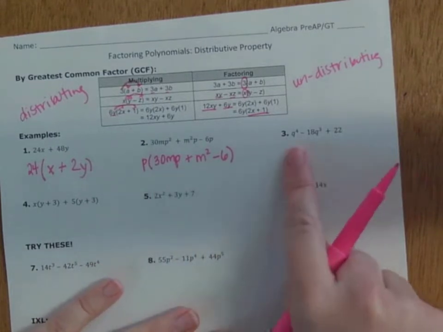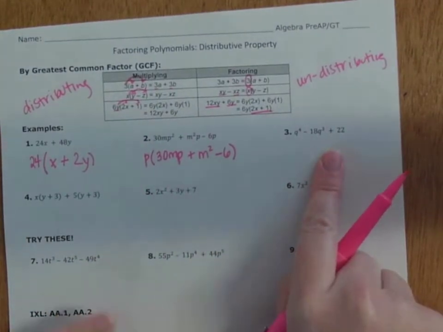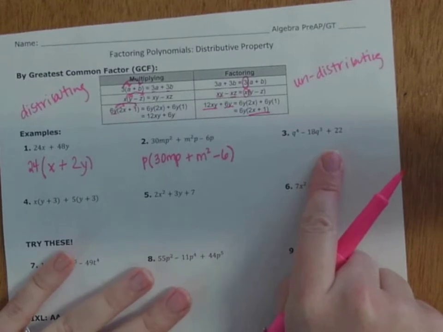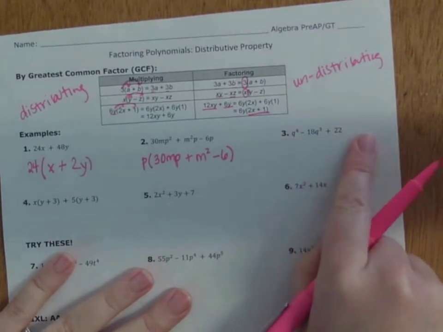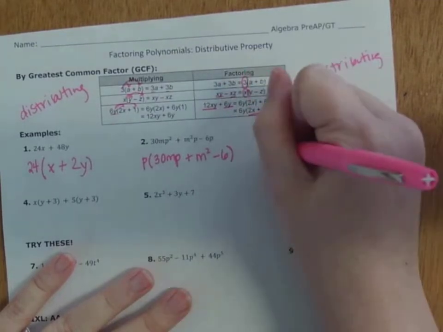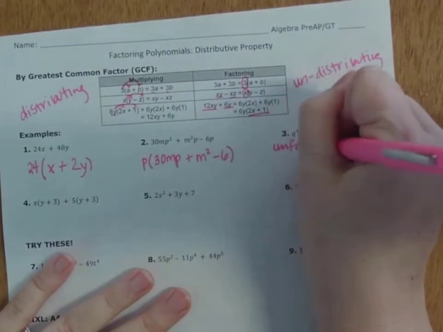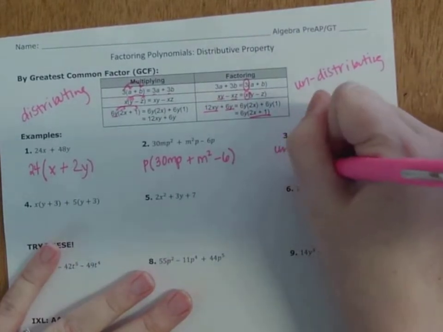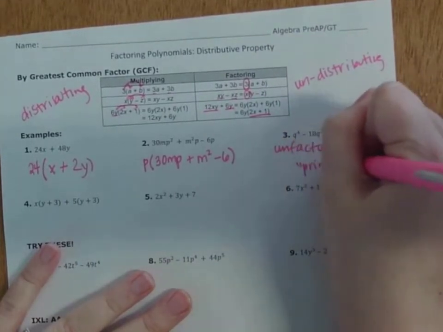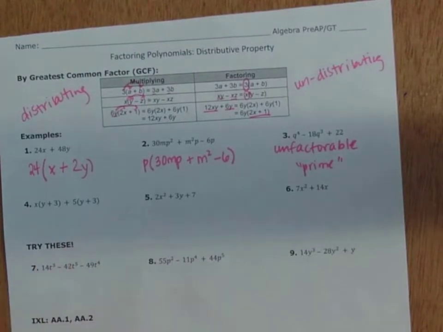Okay, let's talk about number 3. What's the GCF here? 2. Do we have a 2 here? No. 1. So if they do not share a common factor except for 1, then we call it unfactorable. Or remember, if something only has the factors of 1 and itself, it could be called prime. You may also just see not factorable as an option. Any questions on that?